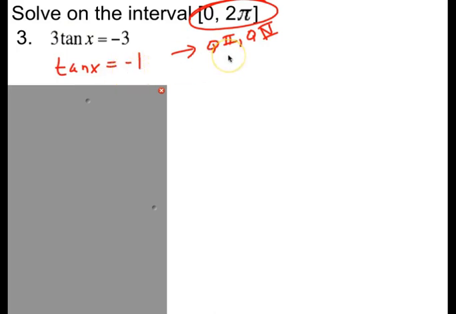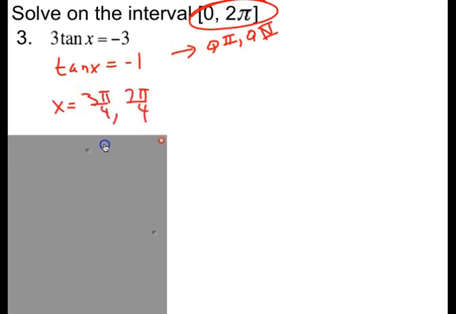And so I'm going to ask myself, where in quadrants 2 and 4 is the tangent equal to negative 1? And it's only equal to negative 1 where x is 3 pi over 4 and 7 pi over 4.